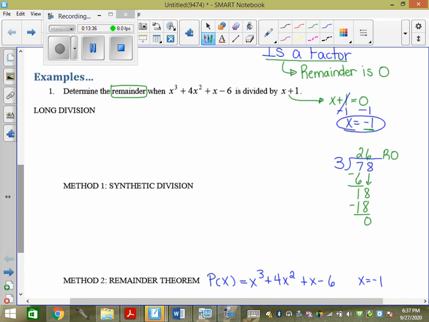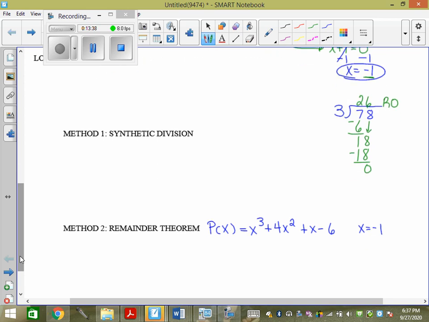So, going back, how do I find the remainder? Well, I solve for my x. I'm going to write that down. How do I find the remainder? How do I do remainder theorem? Step 1, solve for x.